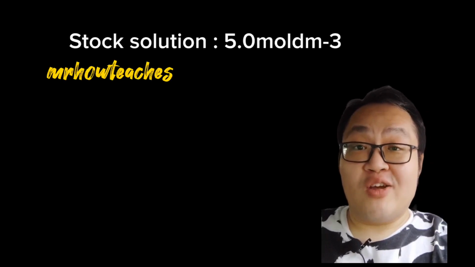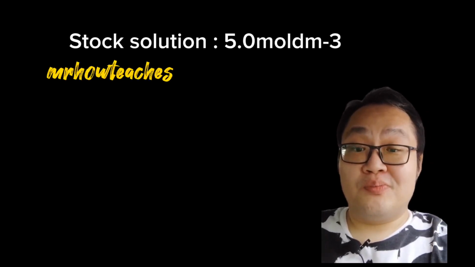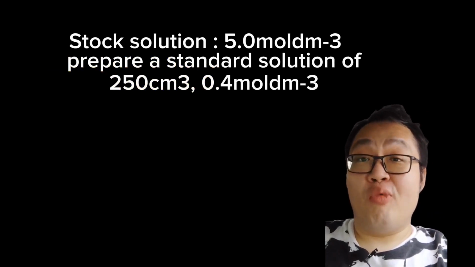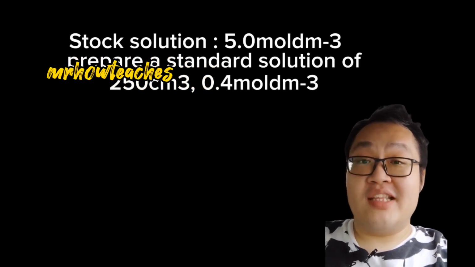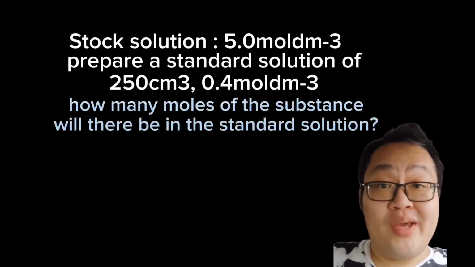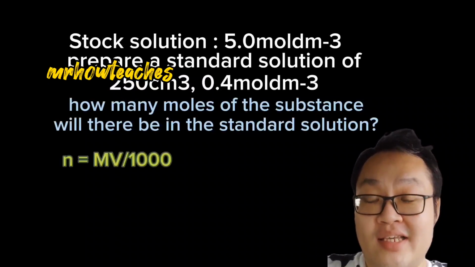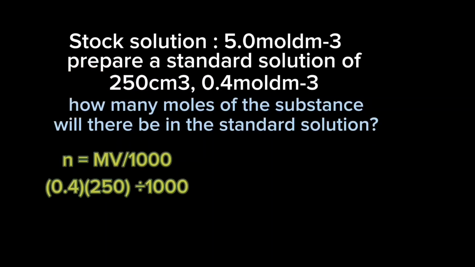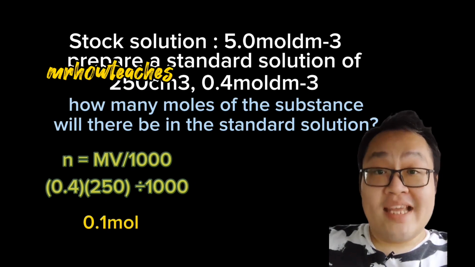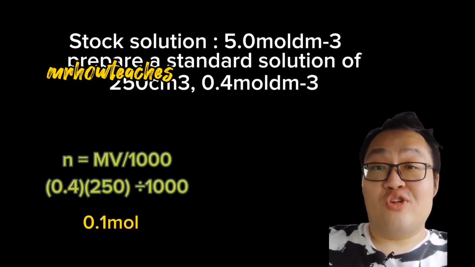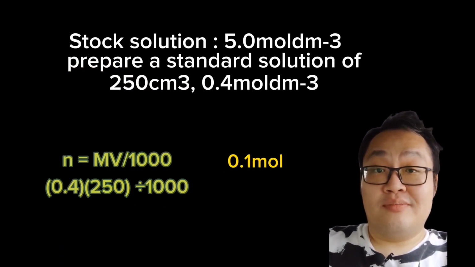Let's try it out with another example, shall we? This time we have a stock solution with a molarity of 5 mol per dm³. And our standard solution, 0.4 mol per dm³, 250 cm³. We'll do it the long way again. That's by finding the number of moles we want in the standard solution. We can then calculate the volume of stock solution that we need to dilute.